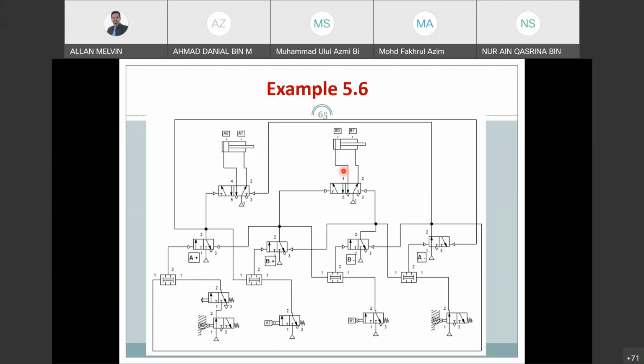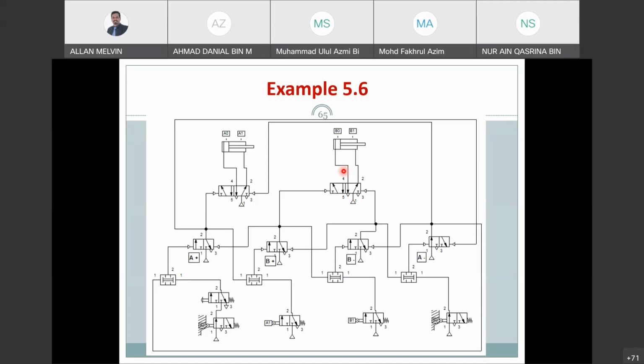Okay, so any question? I think it's already 11 o'clock. So we sempat cover cascading and also step counter method. Okay, ada soalan tak? Sebelum we dismiss. Okay, so kalau tak ada soalan, so the announcement.